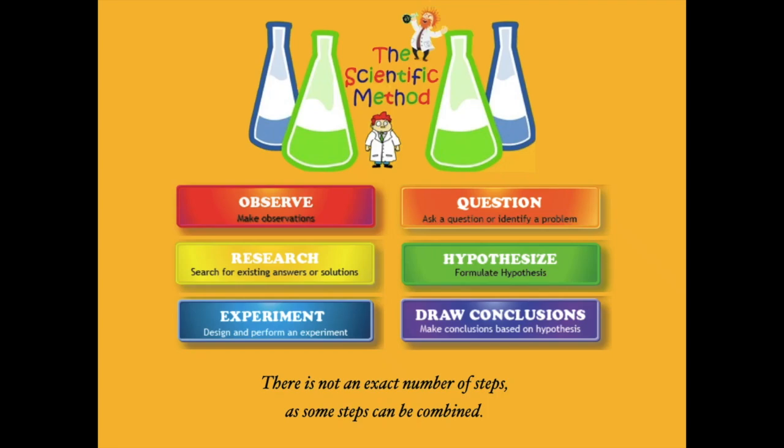Now we're going to focus on the scientific method. As you can see here, it's very important to understand that there is not going to be a set number of steps. There may be 8 steps, 7 steps, 6, 5, or even 4 steps. Now, the fewer steps that we have, that's probably because we're combining steps.